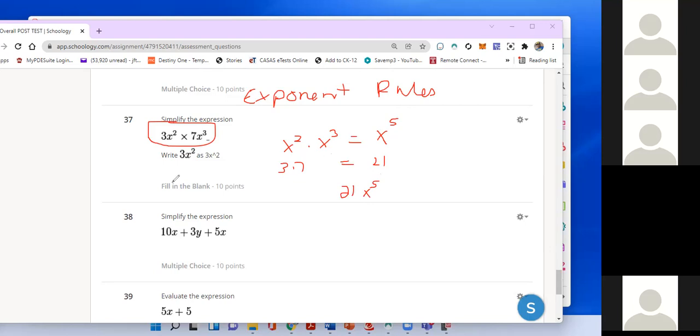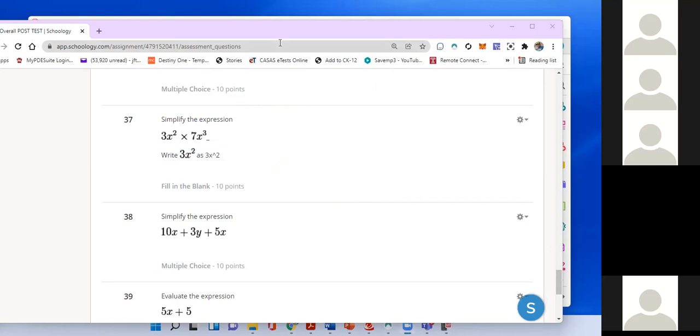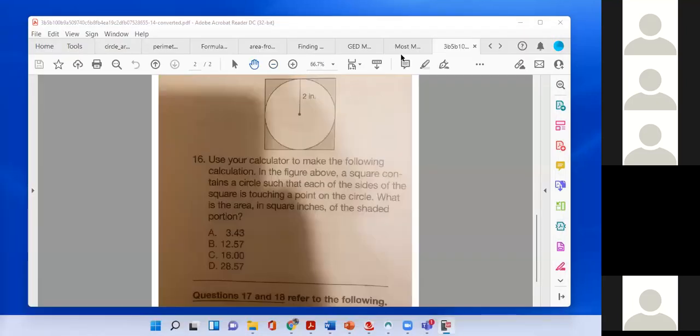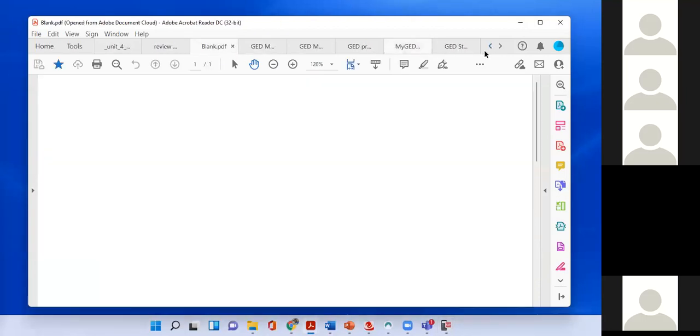So let me go over those exponent rules real quick so we all know what those are. Let me go to a blank sheet. Does anybody know what the exponent rules are? Can somebody tell me? Before you go there, can you explain what was written underneath the question? Hold on, let me go back to that problem.